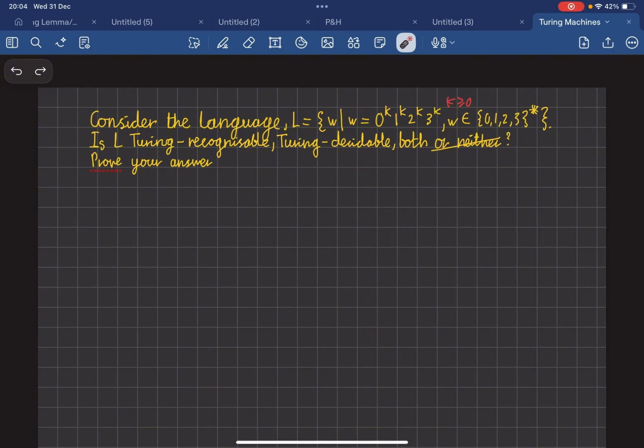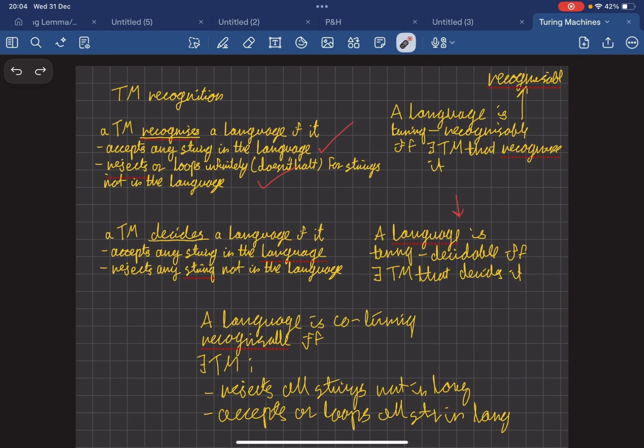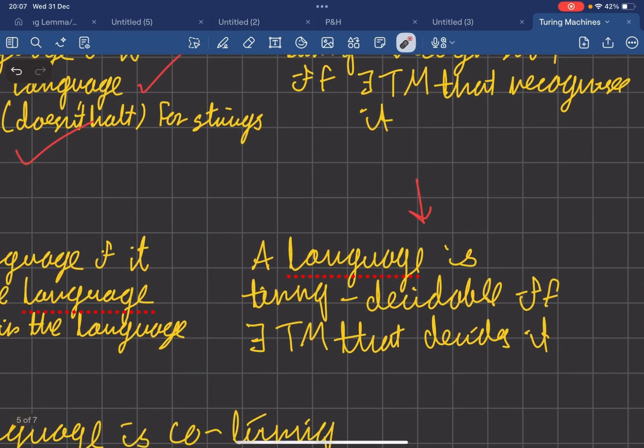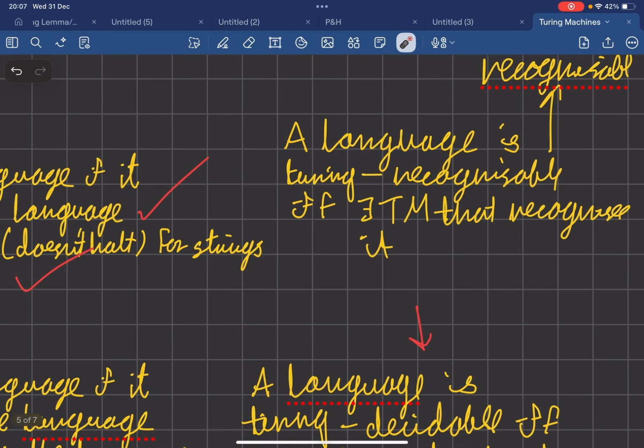Okay, so how would you prove it's one of those three? Well, let's look at the definition of recognizability, decidability, and see what we can do from there. So as mentioned earlier, a language is recognizable if there exists a Turing machine that recognizes it, and a language is decidable if there exists a Turing machine that decides it. So what that tells us is that if we want to prove a language is recognizable, what we can do is try and describe a Turing machine and explain why it recognizes it. And therefore, we will have shown that the language is recognizable because we've shown that there is a Turing machine that recognizes it.